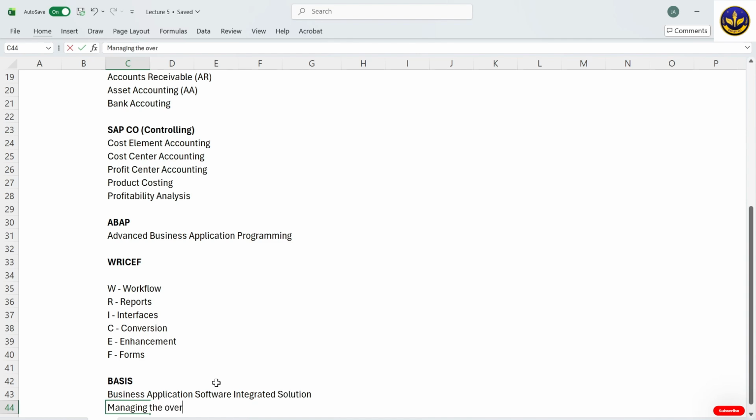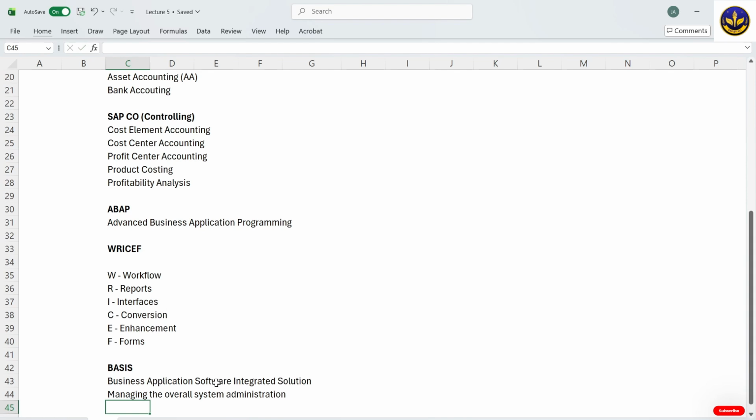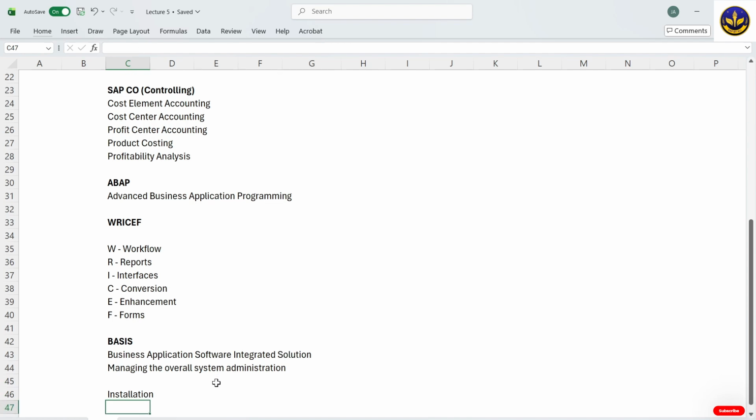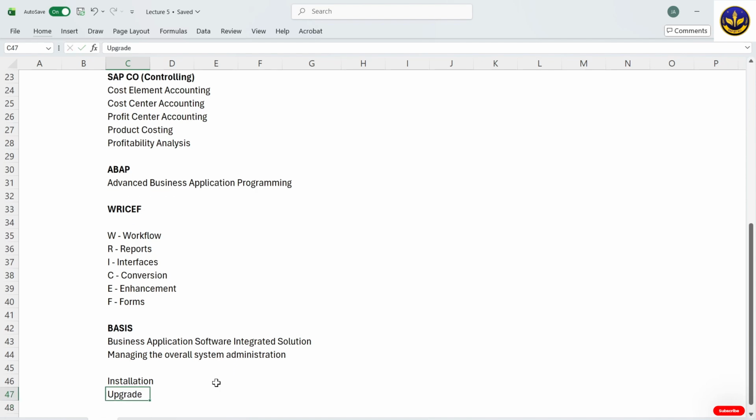So this basis is mainly responsible for managing the overall system administration. All the installation related things come under the basis only. And then we have upgrade activities. For example, in SAP, we have upgrades from time to time. All those upgrades are handled using SAP basis.